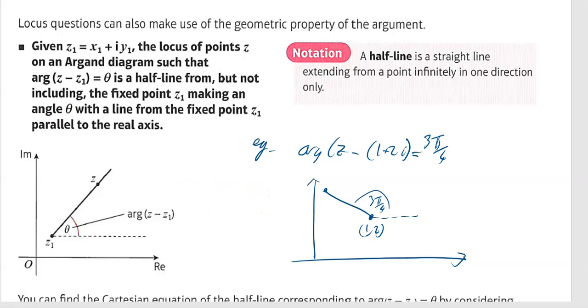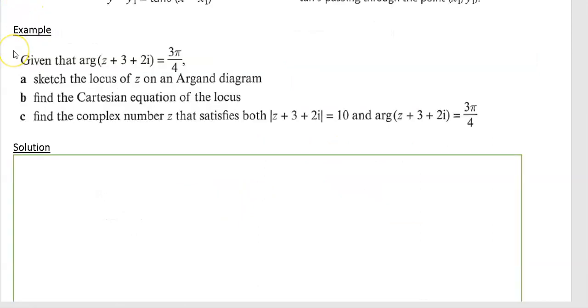Okay, we're going to look at the example on this and see how we can work with it. This example says, given the argument of z plus 3 plus 2i is equal to 3 pi over 4, sketch the locus of z on the Argand diagram. Right, first thing I'm going to do is rewrite my equation in the form I like. So it's always z minus something. So it's going to become z minus, in the bracket, minus 3 minus 2i, is equal to 3 pi over 4.